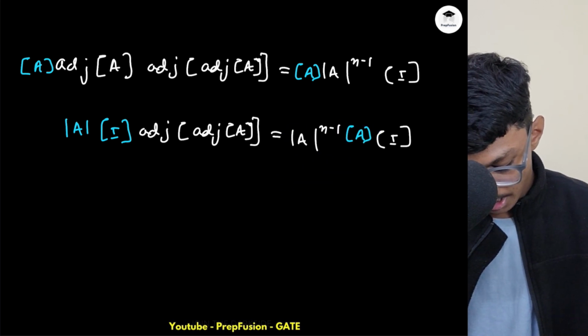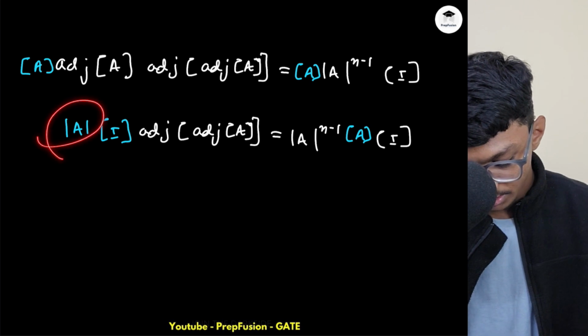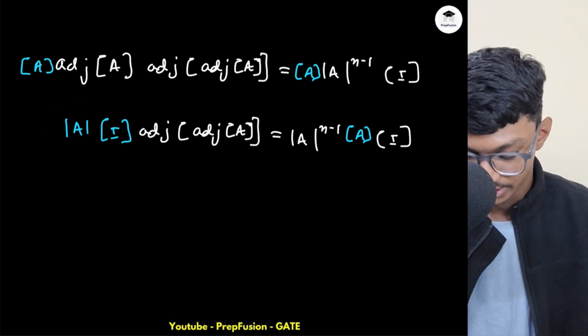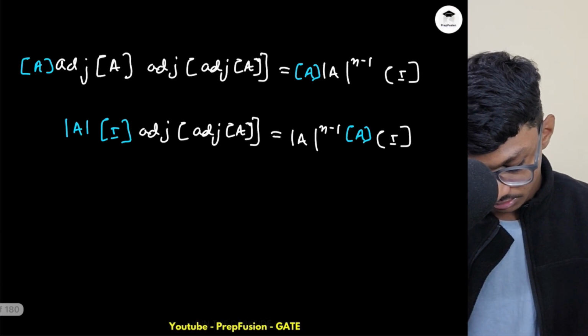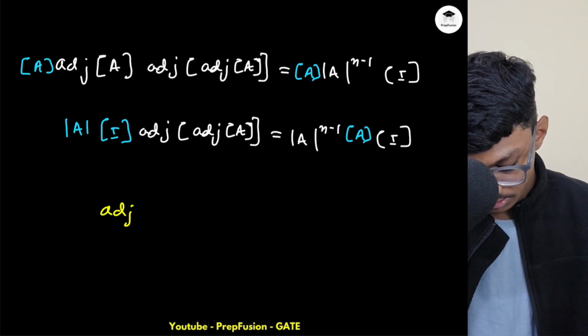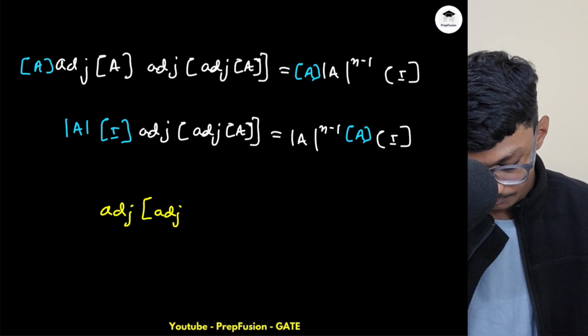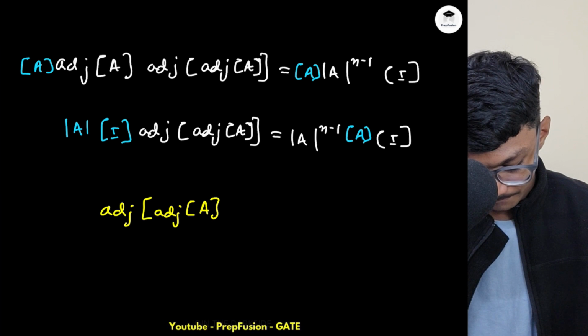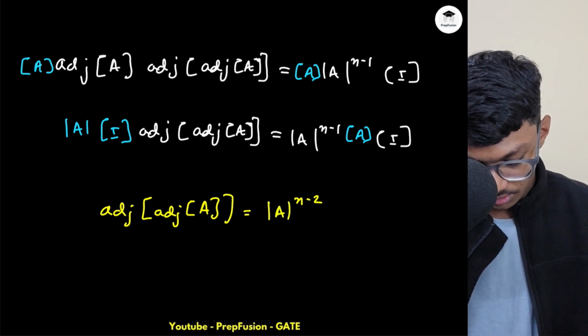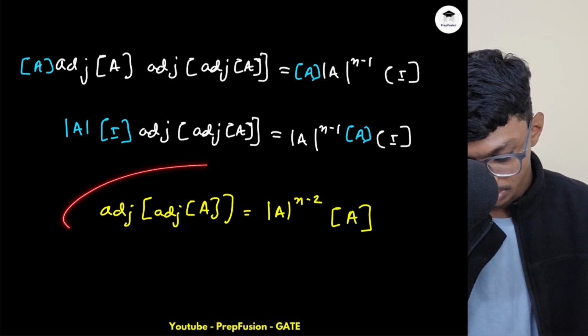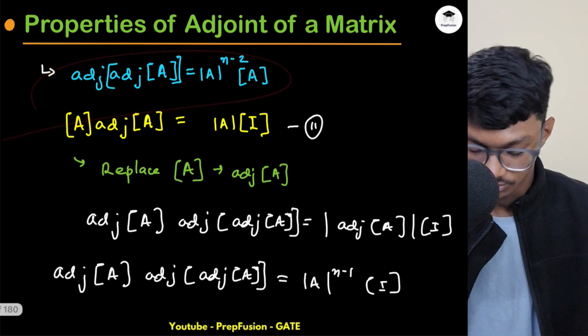Okay. And finally I can divide, this is a scalar, right? I can divide on both sides. So I times anything is that matrix itself, so adjoint of A equals determinant of A to the power n minus 2 into matrix A. I'm dividing, right? So this is the relationship that we got over here. I hope this got proven.